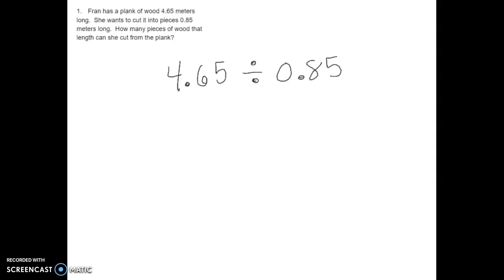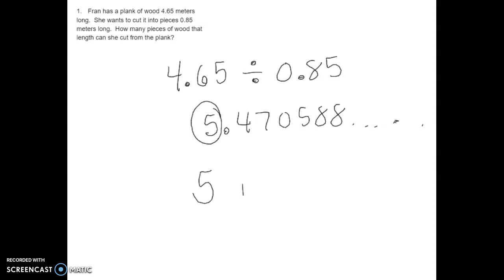So when you divide, you do not get a whole number. You get 5.47058, blah, blah, blah. It keeps going, right? So you have to look at the problem and see if it makes sense to leave this answer as a decimal. They're asking how many pieces of wood that length can she cut? Well, she can only cut 5 that length. She would have a 6th piece, but it would not be that length that she is looking for. So the answer to this would be 5 pieces. I would not say that it's this decimal answer, okay?